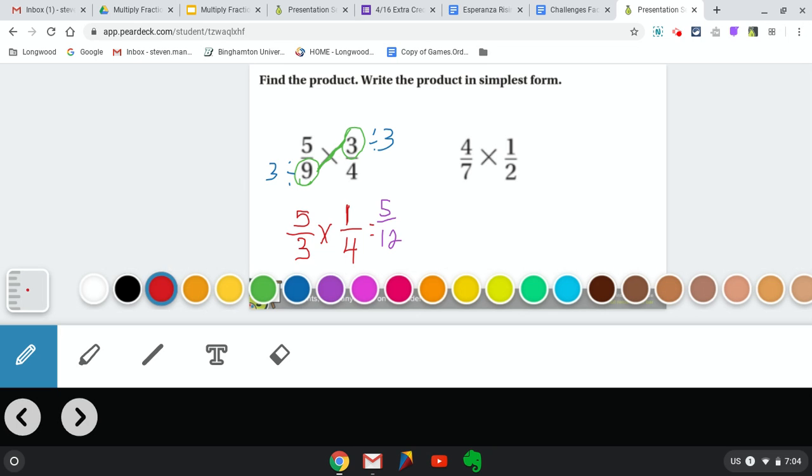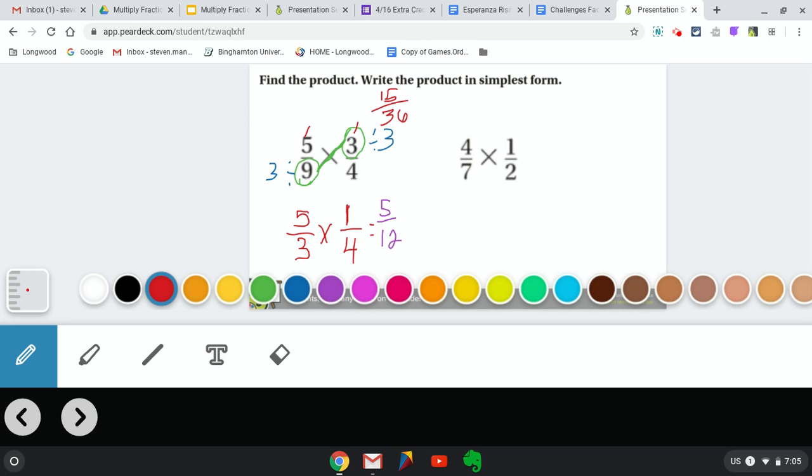I'll show you one last time, we could just say, okay, let's do 5 times 3, our numerators, that's 15. And then 9 times 4 is 36. And then we'd have to simplify. And when we do simplify, we would be getting 5/12 by dividing them both by 3. All right, let's take a look at the next one.